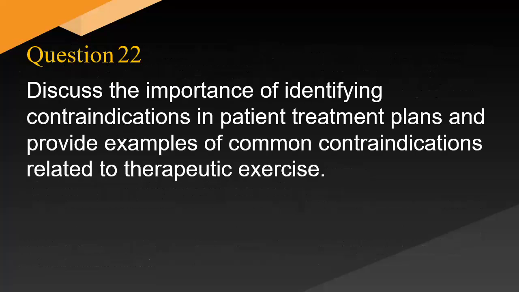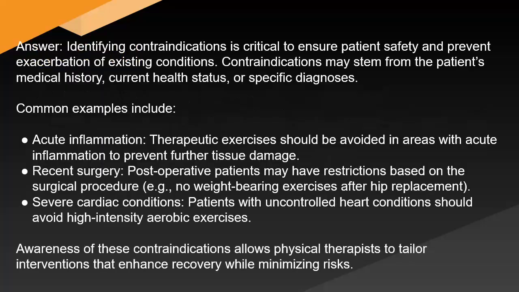Discuss the importance of identifying contraindications in patient treatment plans and provide examples of common contraindications related to therapeutic exercise. Answer: Identifying contraindications is critical to ensure patient safety and prevent exacerbation of existing conditions. Contraindications may stem from the patient's medical history, current health status, or specific diagnosis. Common examples include acute inflammation. Therapeutic exercises should be avoided in areas with acute inflammation to prevent further tissue damage.